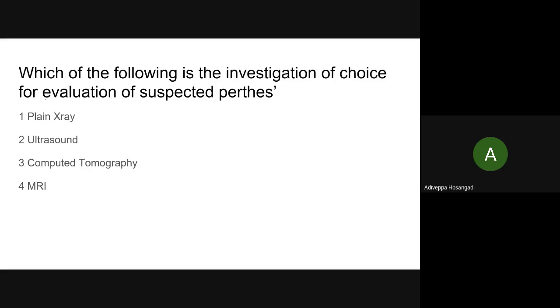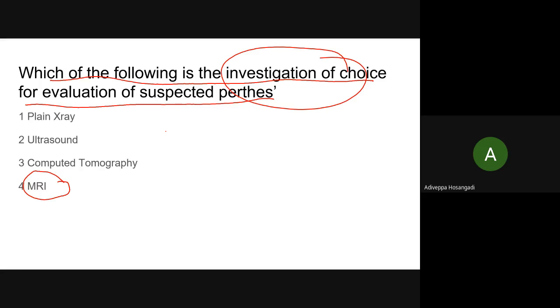Okay. Which of the following is the investigation of choice for evaluation of suspected Perthes? Can anybody take this? It looks apparently simple. MRI. Very good, very good. You have read today, I think. Who is this? Chaitanya. Chaitanya, good. So MRI is the investigation of choice in Perthes disease.